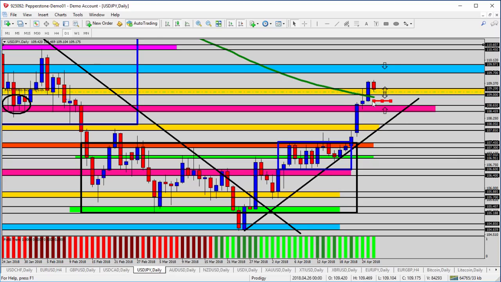And really, as long as it's on top of all of that, yellow zone, 100 period moving average, in the uptrend, there's no real intention to go short and sell this currency pair.